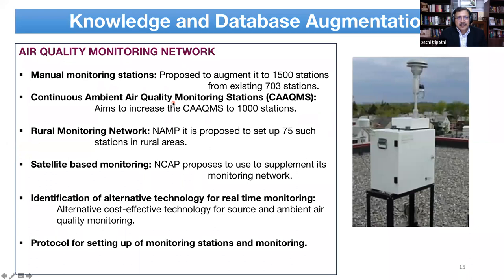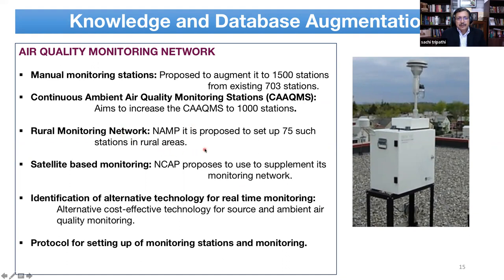Okay. Now, as far as the monitoring network augmentation and database augmentations are concerned, there are plans to increase the current number of stations to 1500 stations. As of now, there are about 320 stations which are CAQMS, and then there are an additional few hundred which are manual. So the plan is to just make them total double. Okay, so doubling of manual stations and making it four times for continuous air quality monitoring stations, which monitor PM2.5, PM10, and all four important gases, that is ozone, sulfur dioxide, NOx, and carbon monoxide.